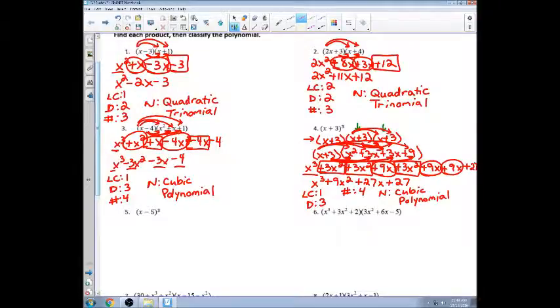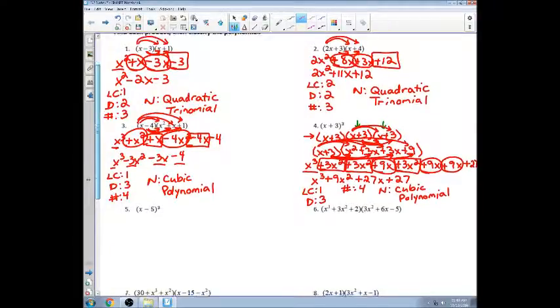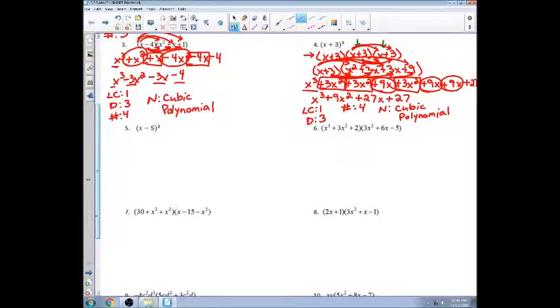On to number 5. I'm going to have x minus 5 times x minus 5 times x minus 5, just like the last problem we worked through. Again, I'm going to work with the back 2 sets of parentheses first. So x times x is x squared. X times negative 5 is negative 5x. Negative 5 times x is negative 5x. Negative 5 times negative 5 is positive 25.